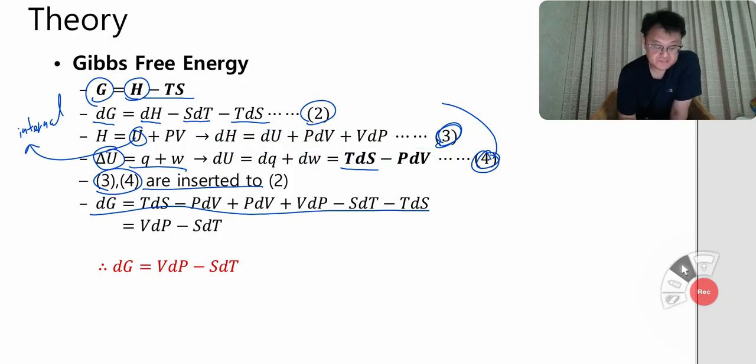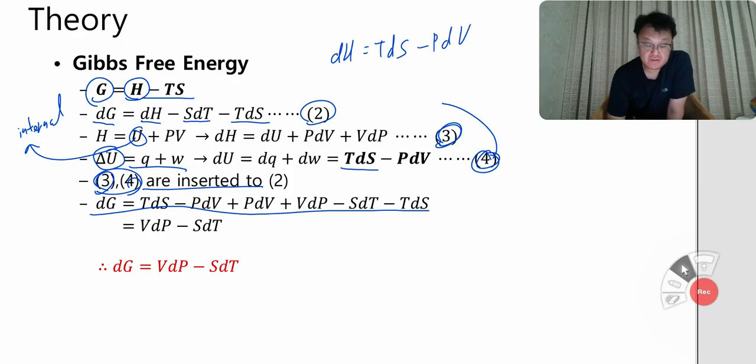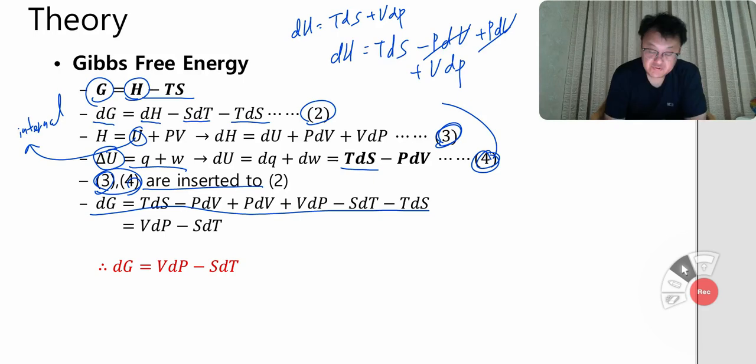So dG, well, okay, when you combine 3 and 4, dH is TdS minus PdV, that is dU, plus PdV plus VdP. So basically dH becomes TdS plus VdP because they are removed, okay, dH.